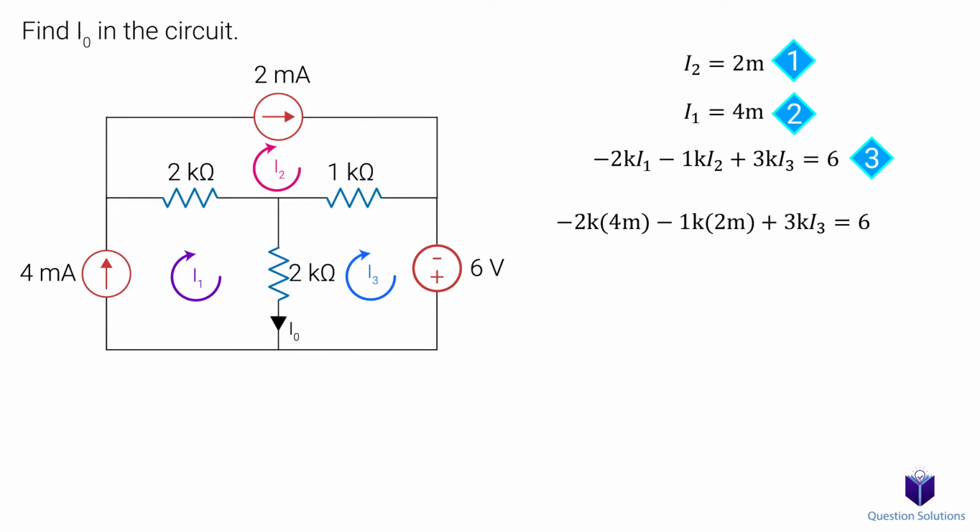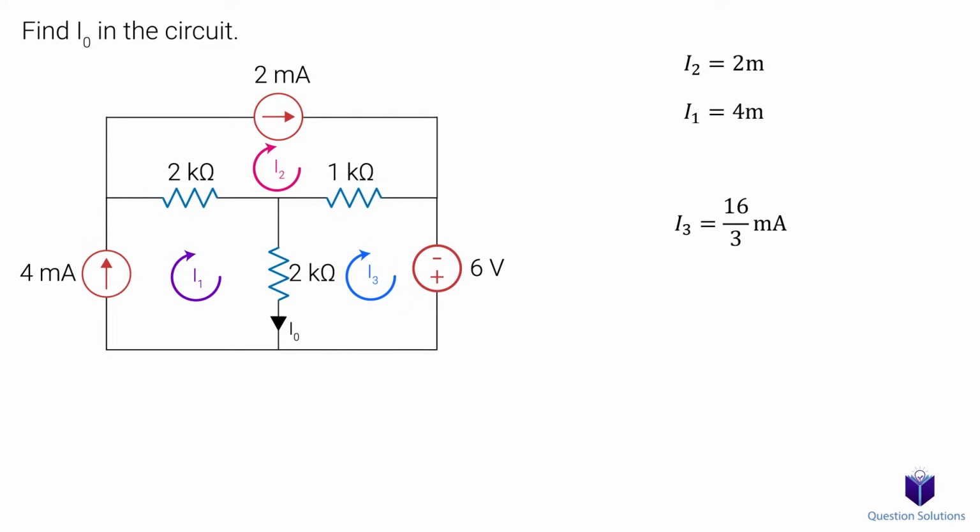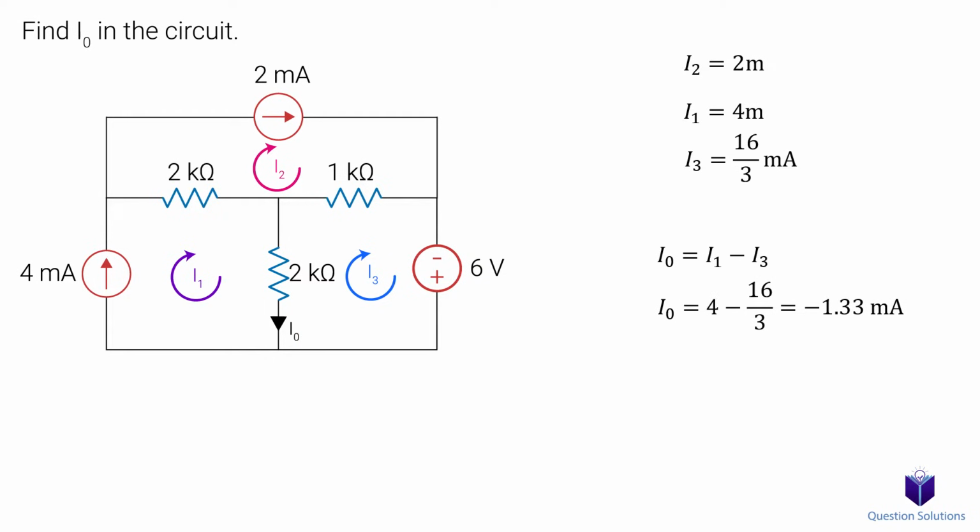We can solve for I3 by plugging in I1 and I2 values. We get a positive value, so that means our assumption for I3 was correct. Now that we have our I3 value, we can figure out I0. I0 is equal to mesh current 1 minus mesh current 3. Notice we have I0 going down, and while I1 is going the same direction, we have I3 opposing it, so I0 is equal to I1 minus I3. We get negative 1.33 milliamps, which means I0 is actually going upwards.